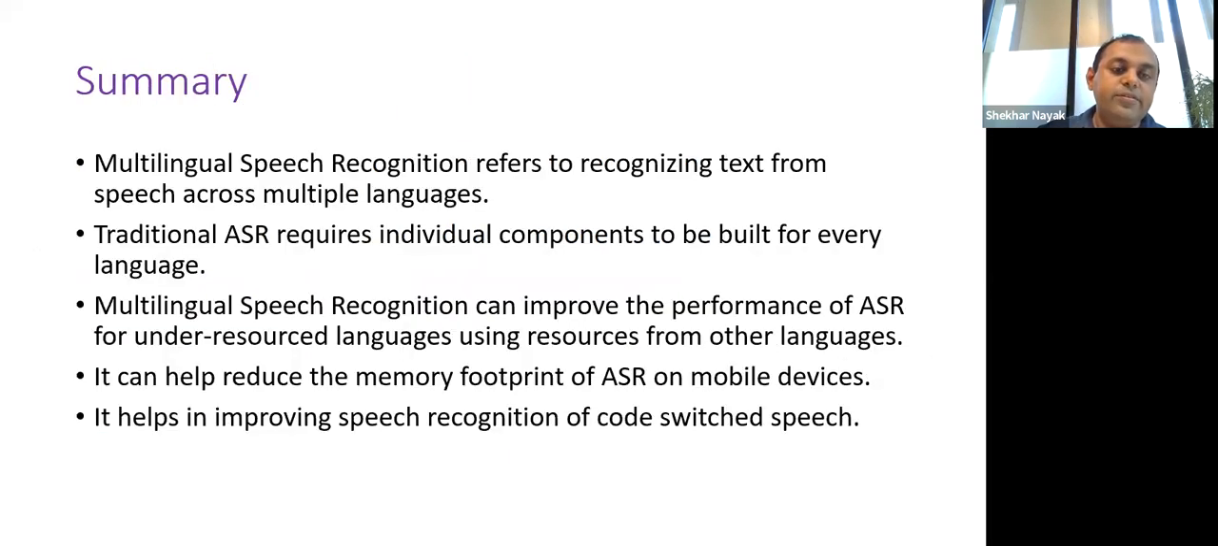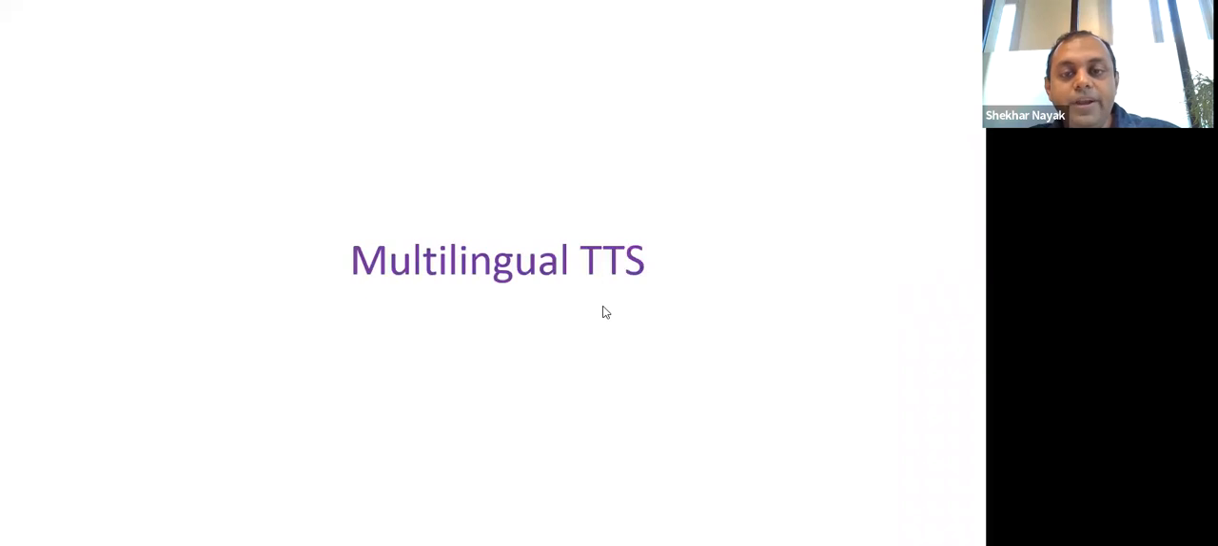Just to summarize, we are recognizing text from speech in multiple languages. In traditional speech recognition systems, we used to build individual components for every language. Here, in multilingual speech recognition, we are sharing resources across the languages and building the models in a shared way. It reduces the memory footprint of speech recognition for mobile devices, and it can deal with code switched speech. So before going to the TTS part, are there any more questions?